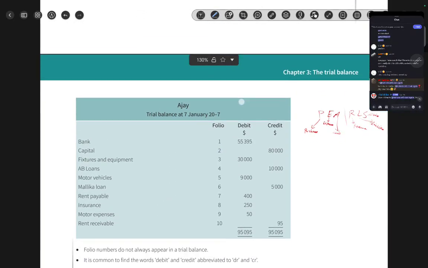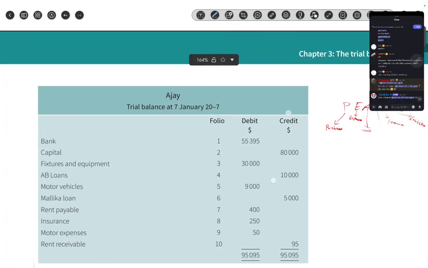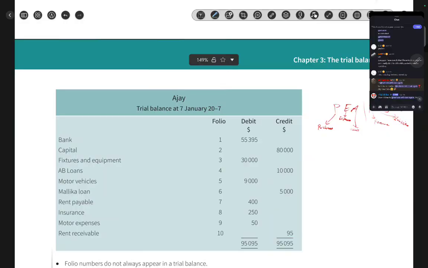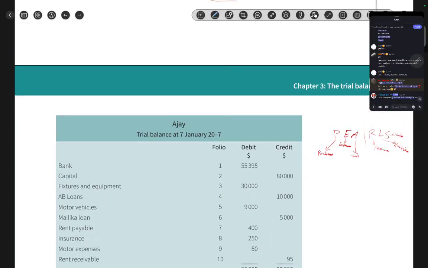All right. So bank is coming on the debit side. Why? Because bank is an asset. Capital on the credit side. Why? Oops, it's not written here. But we're going to use the accounting equation, and you can see that. So capital comes on the credit side. Let's just keep it at that.